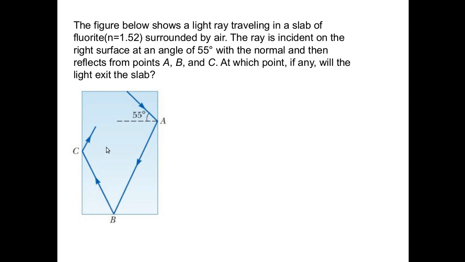So the question says, at which one of these points, A, B, and C, does light exit the slab? If light exits the slab, that means the incident angle is less than the critical angle. So we're going to have to solve for the critical angle here, and then find the incident angle here, here, and here. If total internal reflection occurs, light does not exit the slab. But if total internal reflection does not occur, there's a portion of the beam that is refracted and will enter the air.